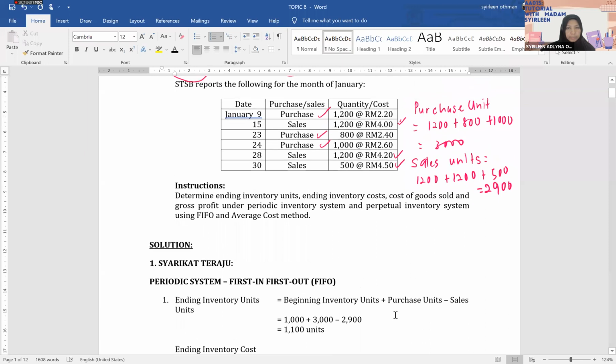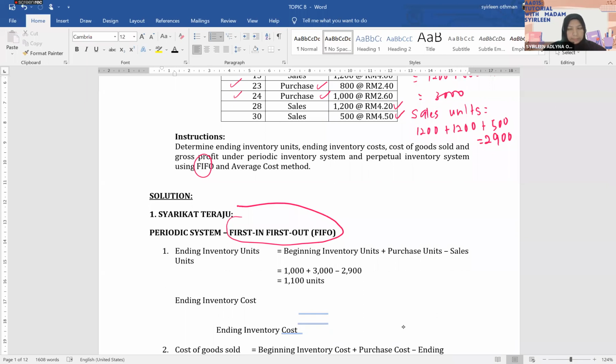So we want to find the ending inventory cost. We will start with FIFO first for periodic. FIFO means we calculate the ending inventory from the bottom. So for the ending inventory, we take 1000 from RM2.60, and the balance of 100 I will take from RM2.40, because we have 4 inventory batches.